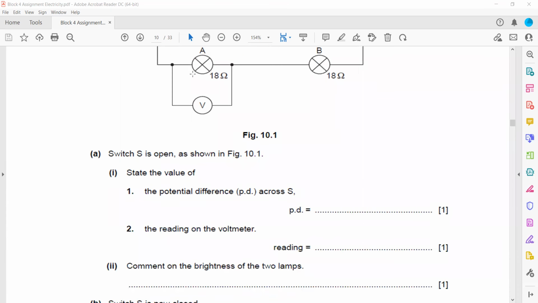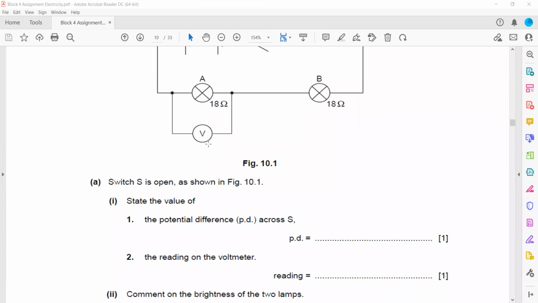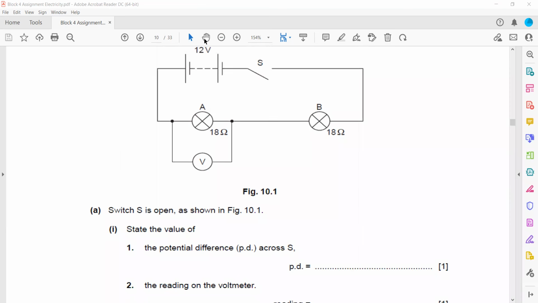Then the switch S is open. State the value of a potential across S1. So across the open switch, the voltage is the same as the voltage of the supply whenever the switch is open. So if the voltage of the supply is 12, how much voltage will be there across the open switch? That will be 12.